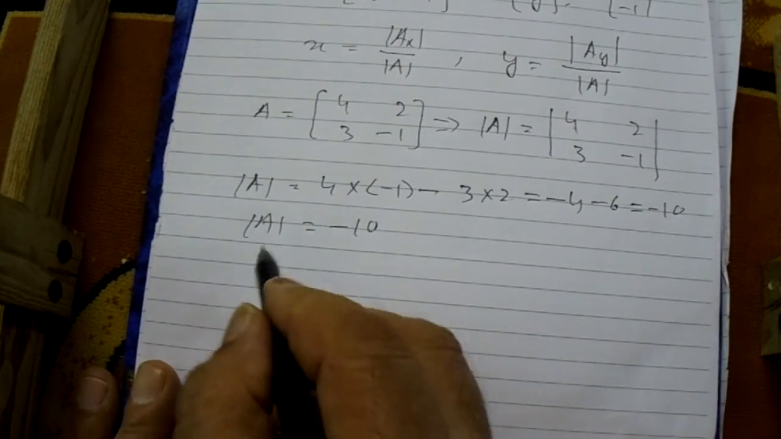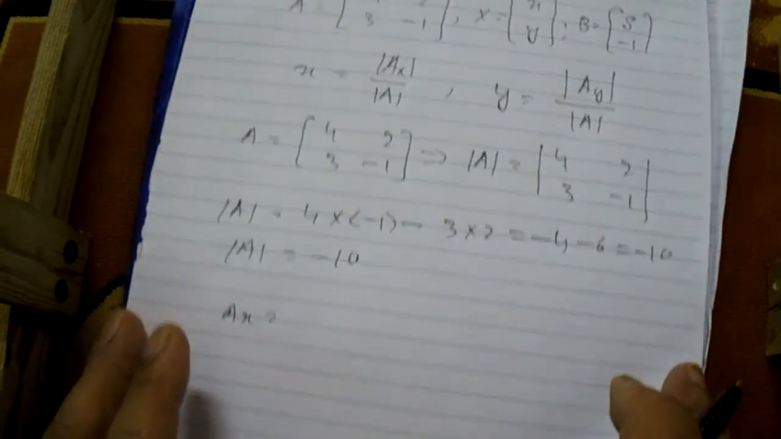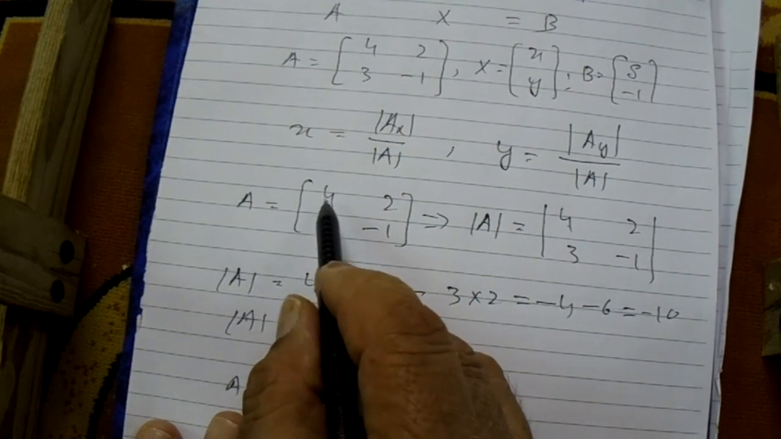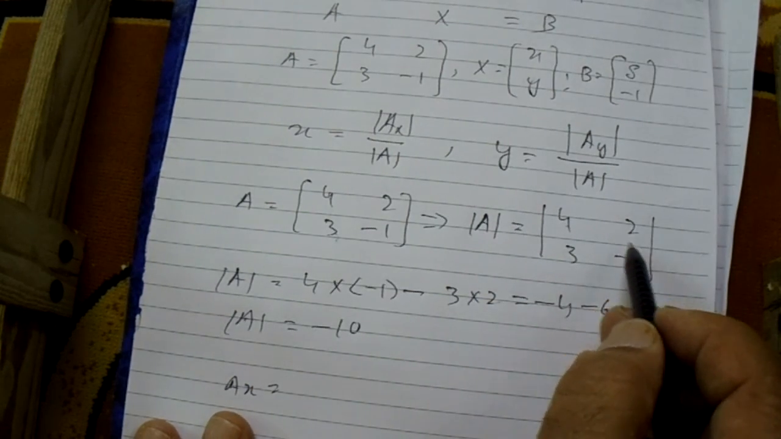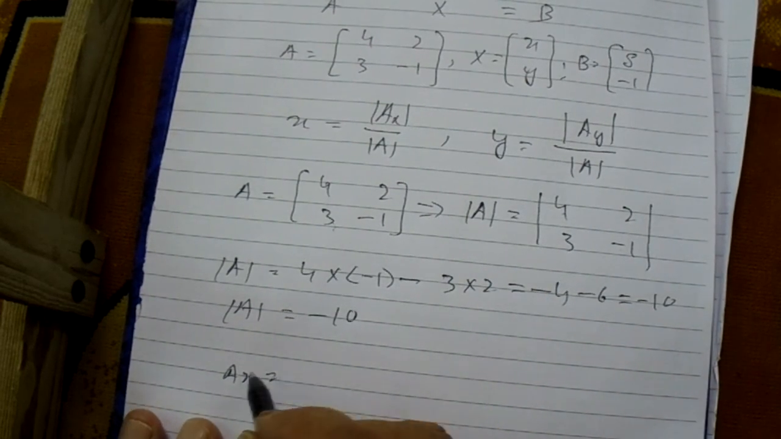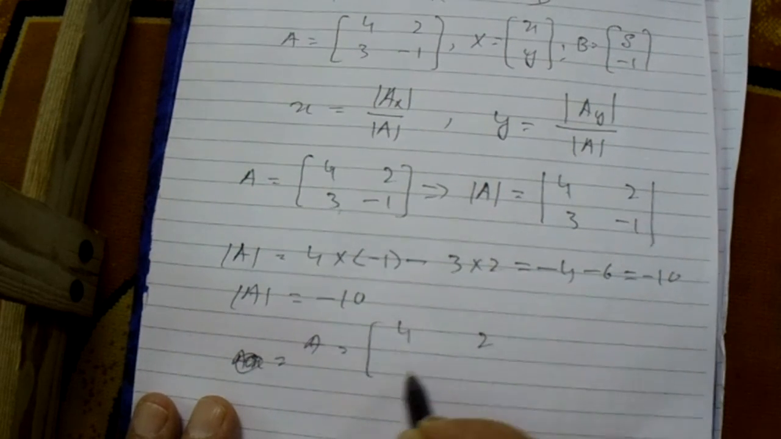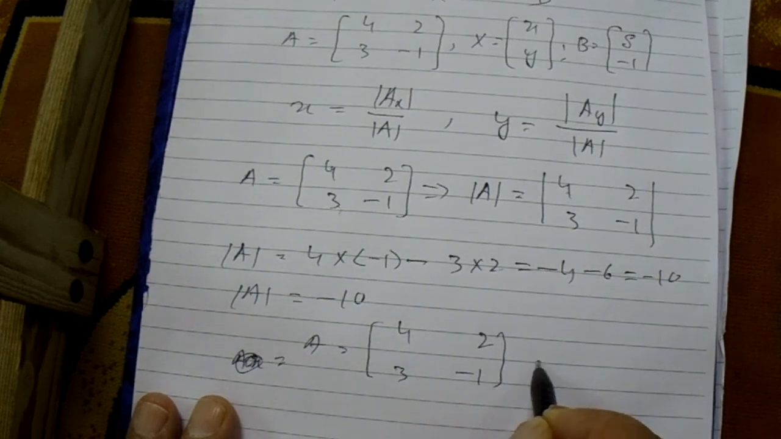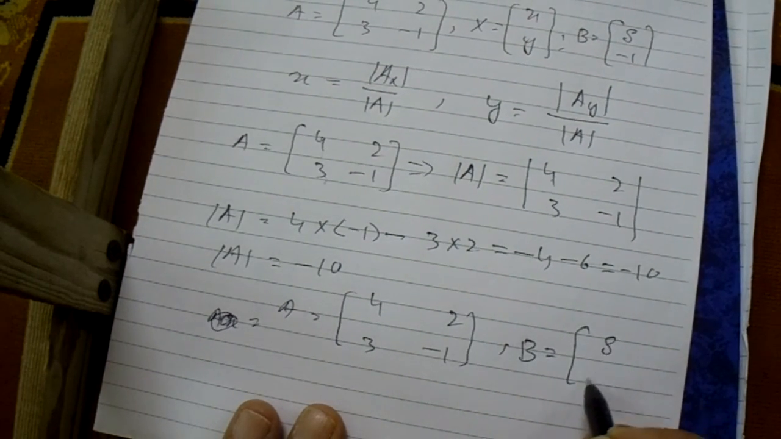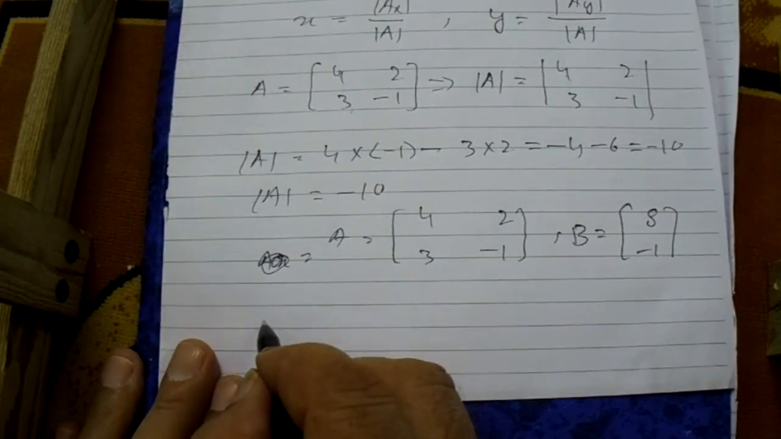Now we find Ax. We write the Ax matrix. We replace the first column by B. We write here the B matrix. But first of all, the A matrix, we write [4 2; 3 -1], and B matrix is equal to [8; -1]. Now we find the Ax matrix.